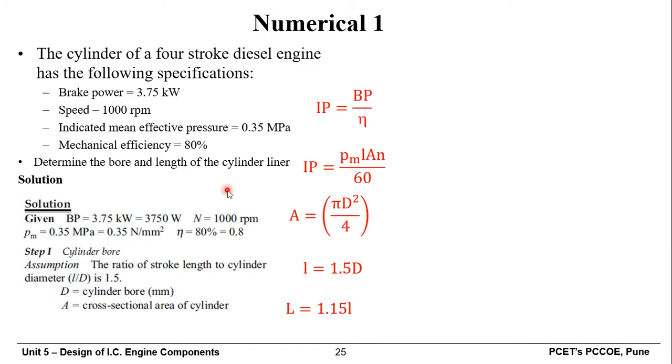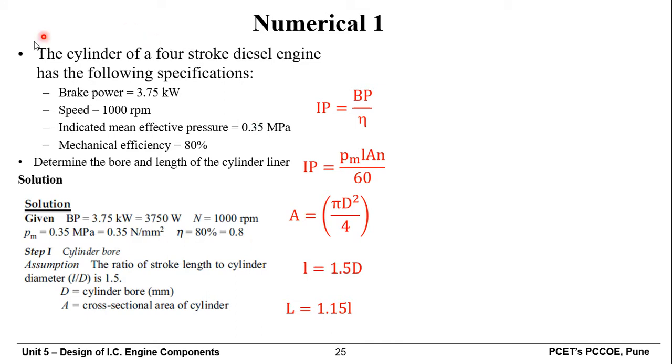So here what you will do, first step, always read the problem carefully and write down the given values. So brake power BP is 3.75 kilowatt, which is converted into watt. Then speed of the engine N is 1000 rpm, indicated mean effective pressure PM is 0.35 megapascal, which is equal to 0.35 Newton per mm square. Efficiency is 0.8.